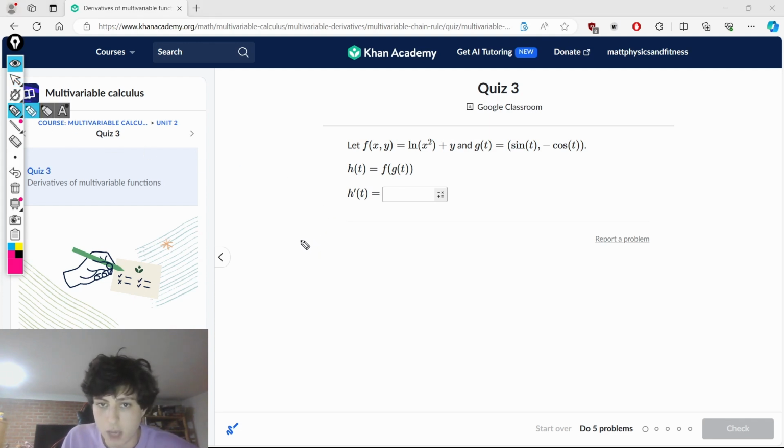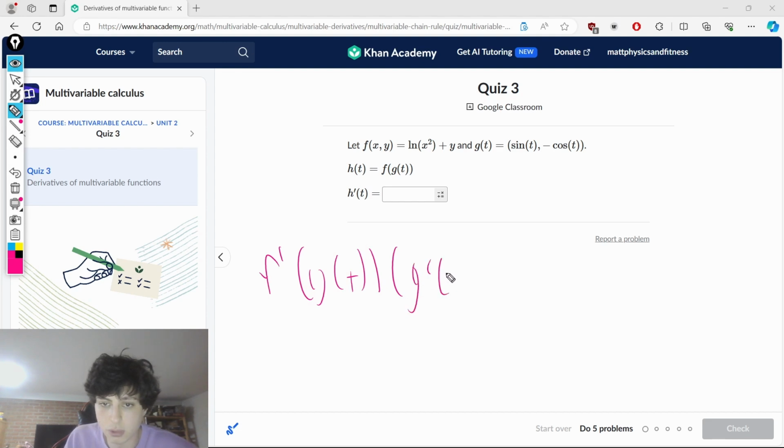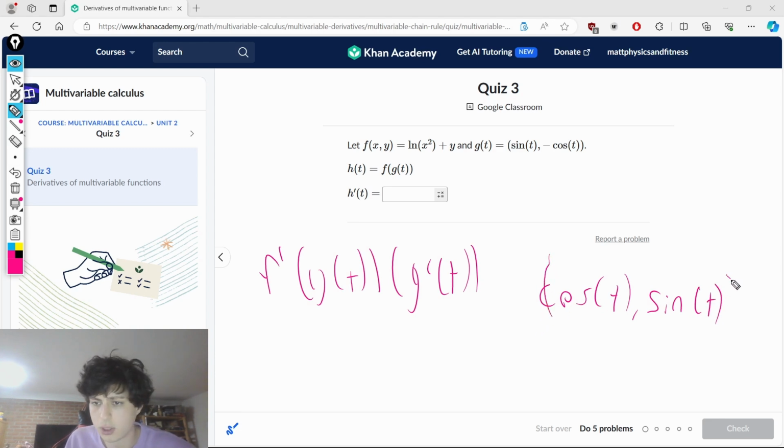So let's see. F of x, y equals ln of x squared plus y, g of t equals sine t minus cosine t, f of g of t, h prime. Again, I remember what we're doing here. We do the chain rule, f prime of g of t, g prime of t, normal chain rule stuff. g prime of t is obviously cosine t plus sine t. Not going to make a derivative mistake like last time. And those are the x, y terms specifically.